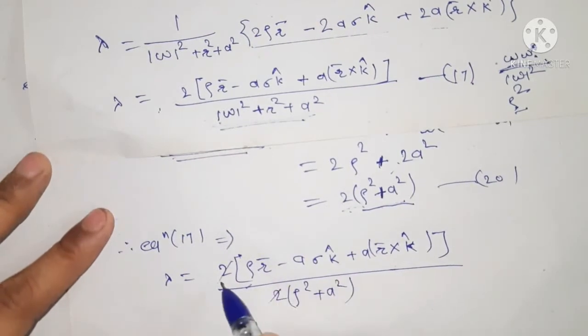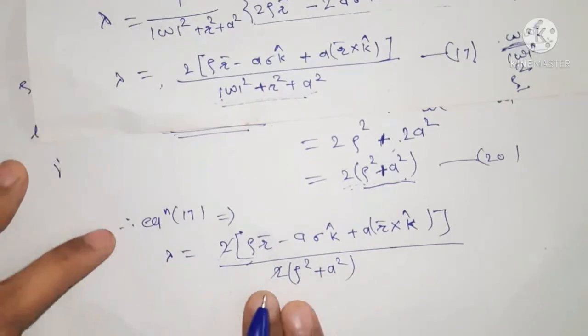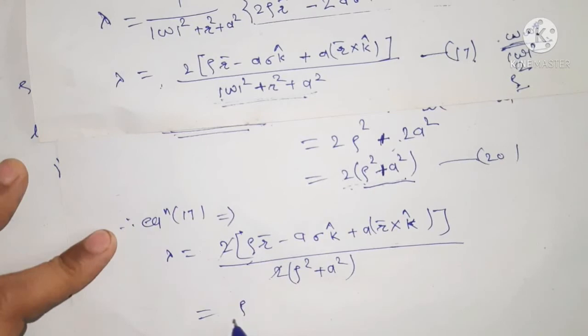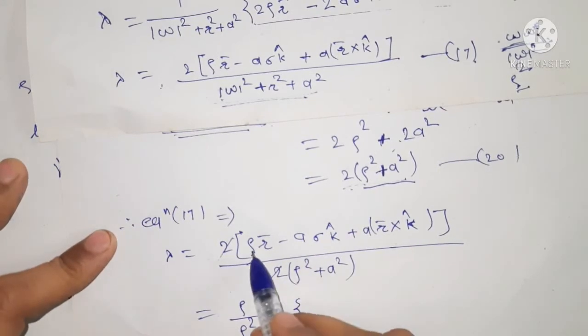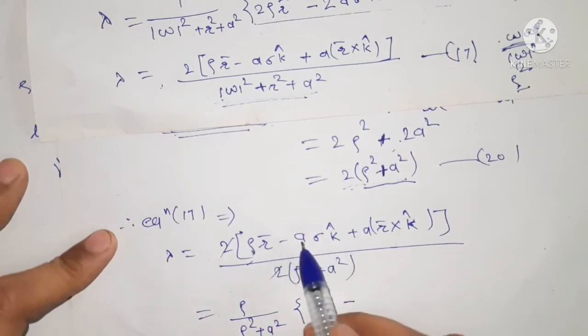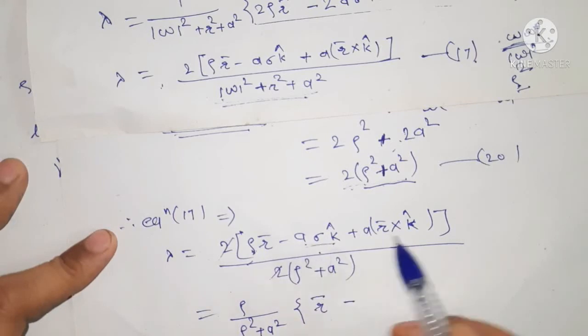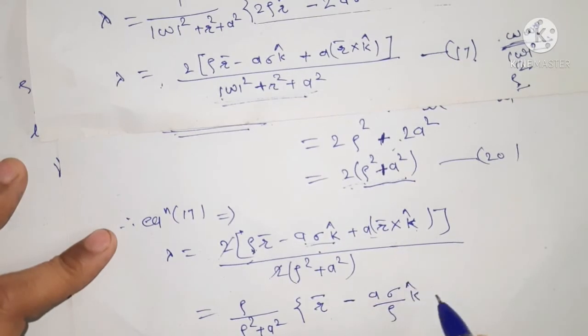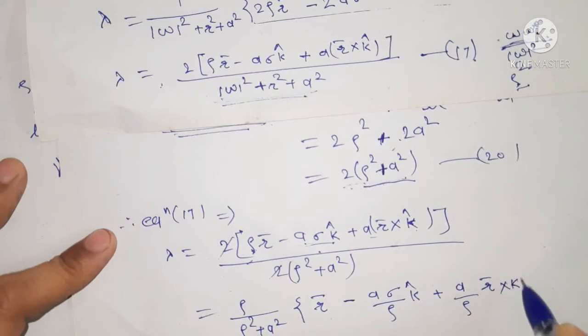Here 2 gets cancelled, and now we can take rho common from this bracket term. So rho upon rho square plus a square, and in the bracket, taking rho common, we have r bar minus, since we have taken rho common, it is in the denominator of the second term and also in the denominator of the third term. So minus a sigma upon rho k cap plus a upon rho r bar cross k cap.